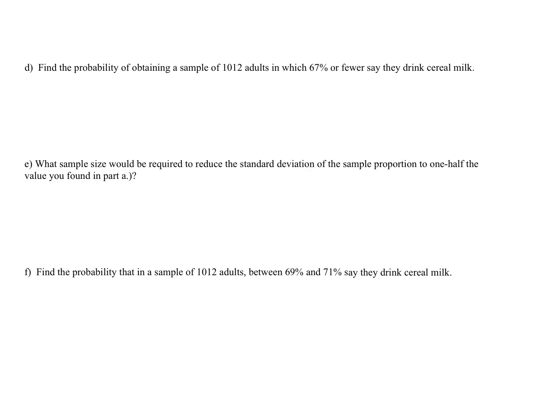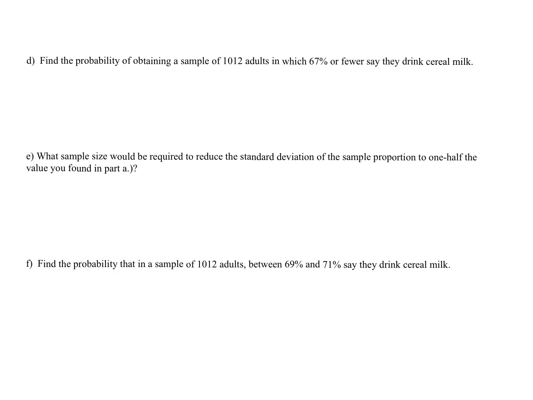Next, we want to find the probability of attaining a sample of 1012 adults in which 67% or fewer say they drink the cereal milk. So we're trying to find the probability p hat is less than or equal to 0.67. So I'm going to go ahead and use normal CDF. My lower bound is going to be negative 1e99. My upper bound is going to be 0.67. I'm going to plug in my mean of 0.7 and my standard deviation of 0.0144. And we're going to get 0.0186.